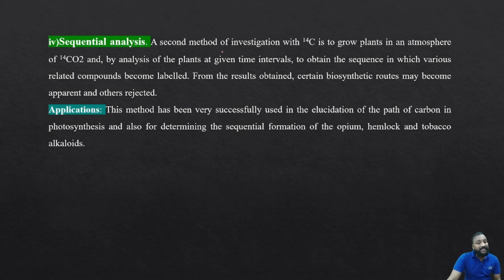In this, a second method of investigation, we use C14 to grow plants in an atmosphere of, obviously, carbon dioxide, as with green algae. It is the precursor product sequence, the same scenario as here, but within time intervals, to obtain the sequence in which various related compounds become labeled.